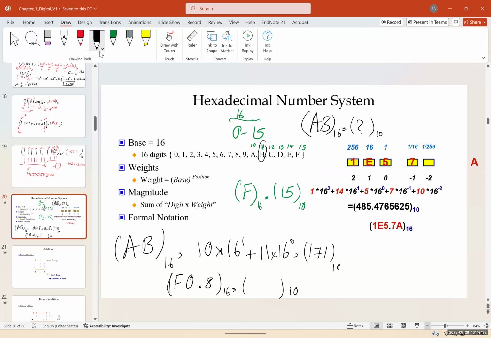Has anyone solved it? So F is equal to 15 times 16, plus 0 times 16 to the power of 0, so 0, plus 8 times 16 to the power of -1. So what is 15 times 16? Yes, perfect. And what is 8 over 16? 0.5. So it's 240.5. Thank you.